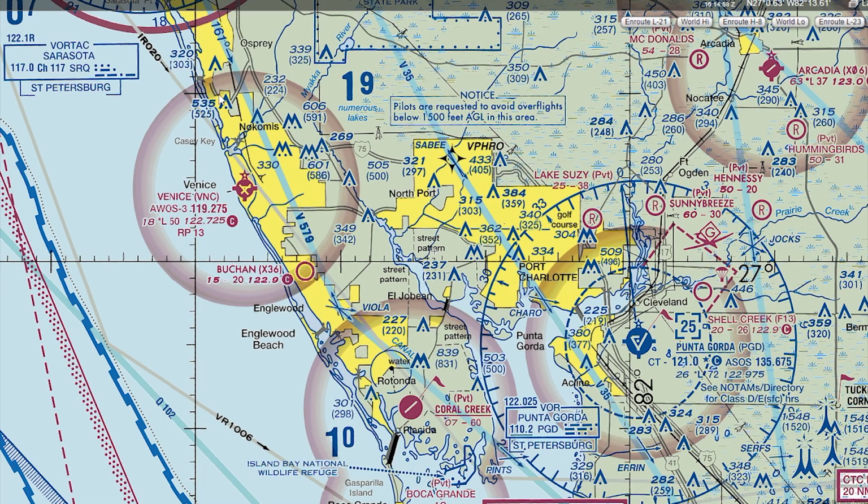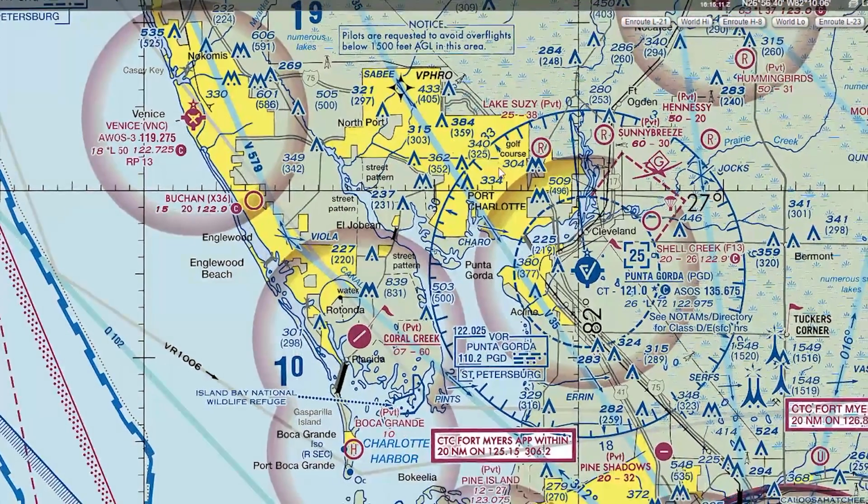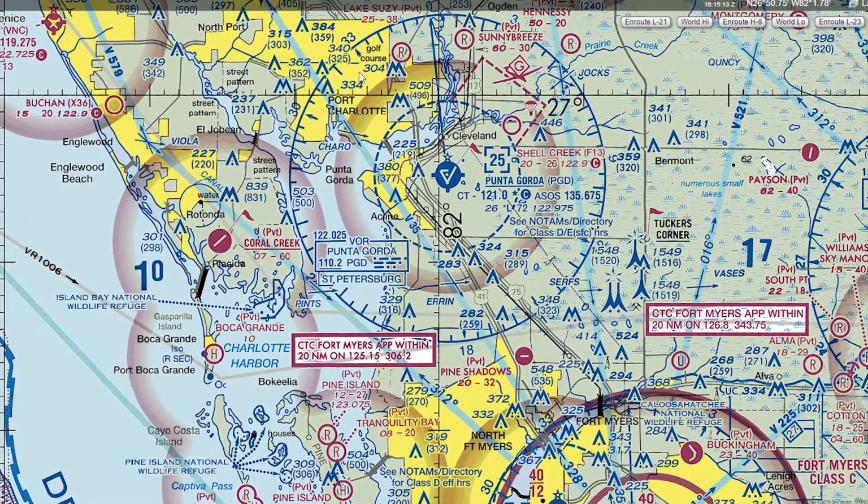So at Venice, it's Class G airspace from the surface on up to 700 feet, and then above that, Class E airspace. Out here, Class G from the ground up to 1200, and then Class E airspace. Let's use Punta Gorda for an example. Their Class D airspace, this blue ring, goes up to 2,500 feet MSL. And so if we're at, say, 3,000 feet MSL, then we're above their airspace. We're clear of the Class Delta.